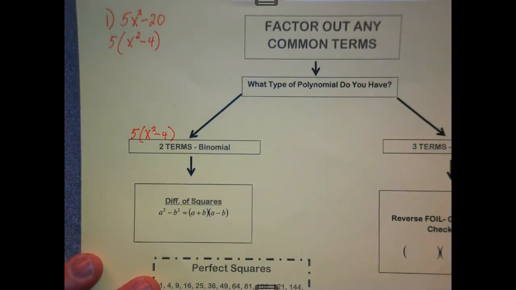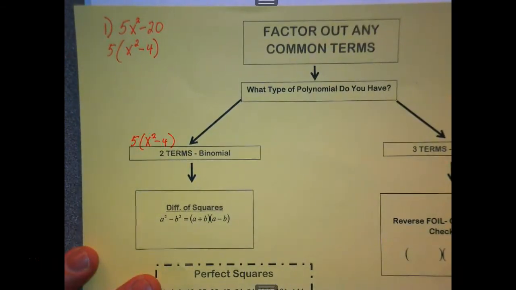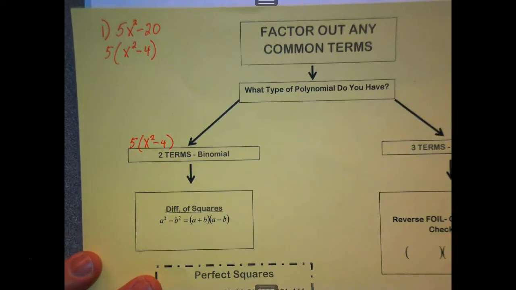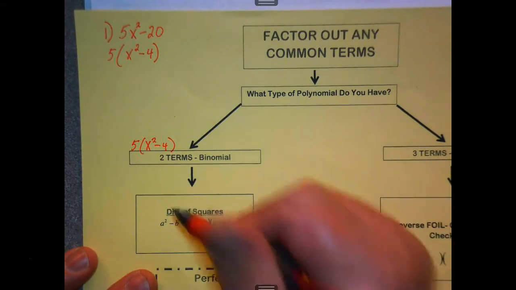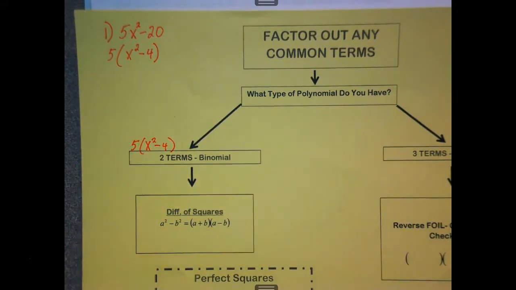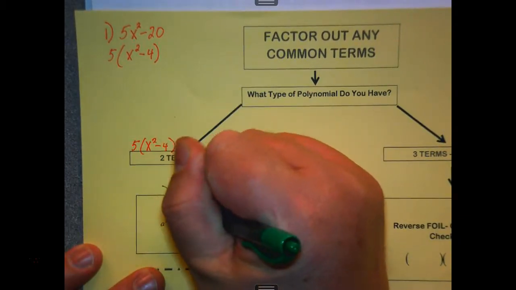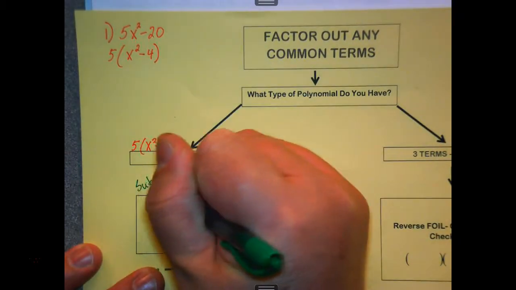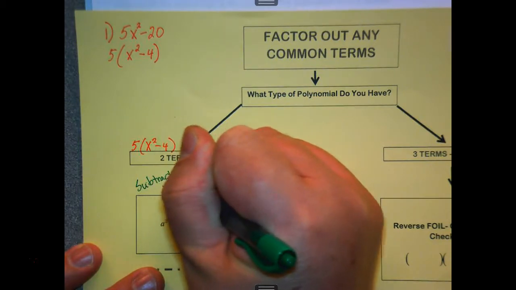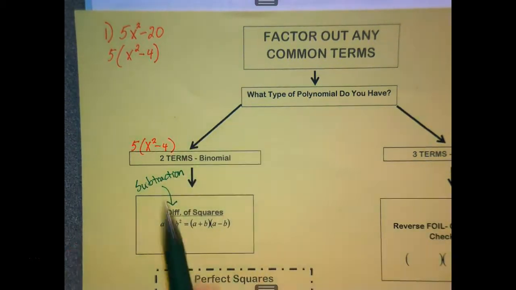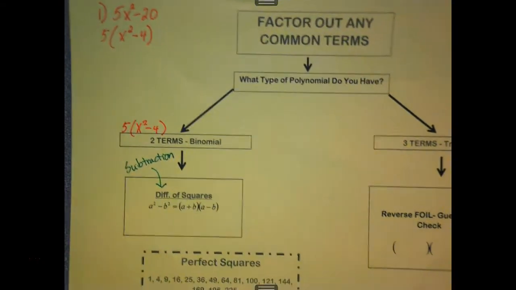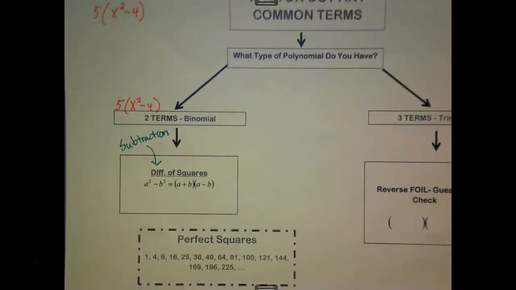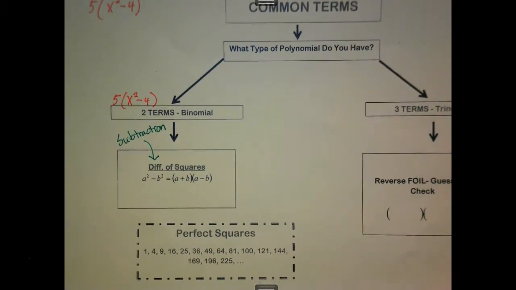So I do indeed have two terms. Now I have to determine whether it is a difference of squares so that I can factor it, or factor it some other way. Well, what does difference mean? That's right, subtraction. Do I have a subtraction problem? Yes, there's a subtraction sign there. Then I have to determine, is it a subtraction of perfect squares?